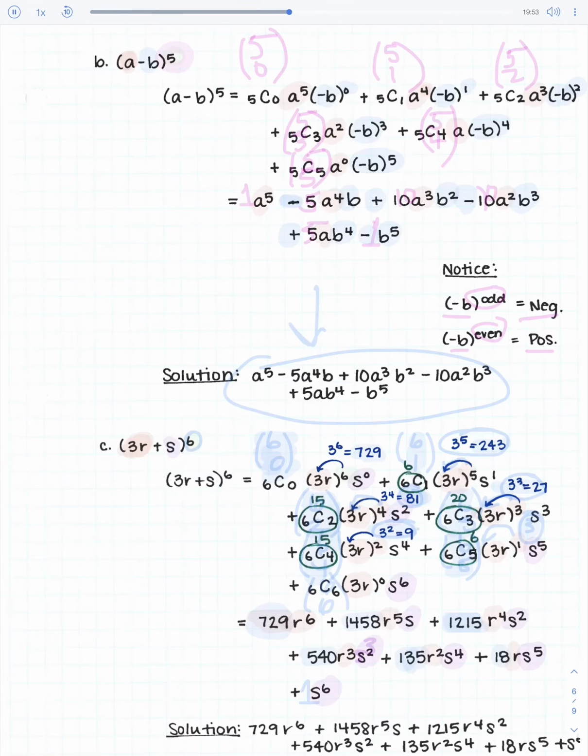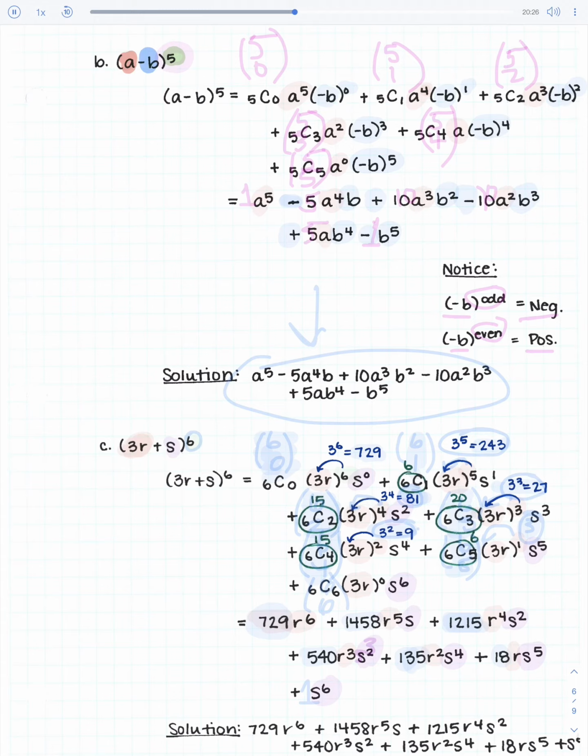Let's look at problem B. In problem B, again, we're going to use our binomial theorem because we have something raised to the 5th power. However, our variables are a little bit different this time because we have an A and a negative B. So you have to be careful: if you have a negative here, you have to bring the negative along with you, and it gets raised to the exponent that you're using for each term as well.